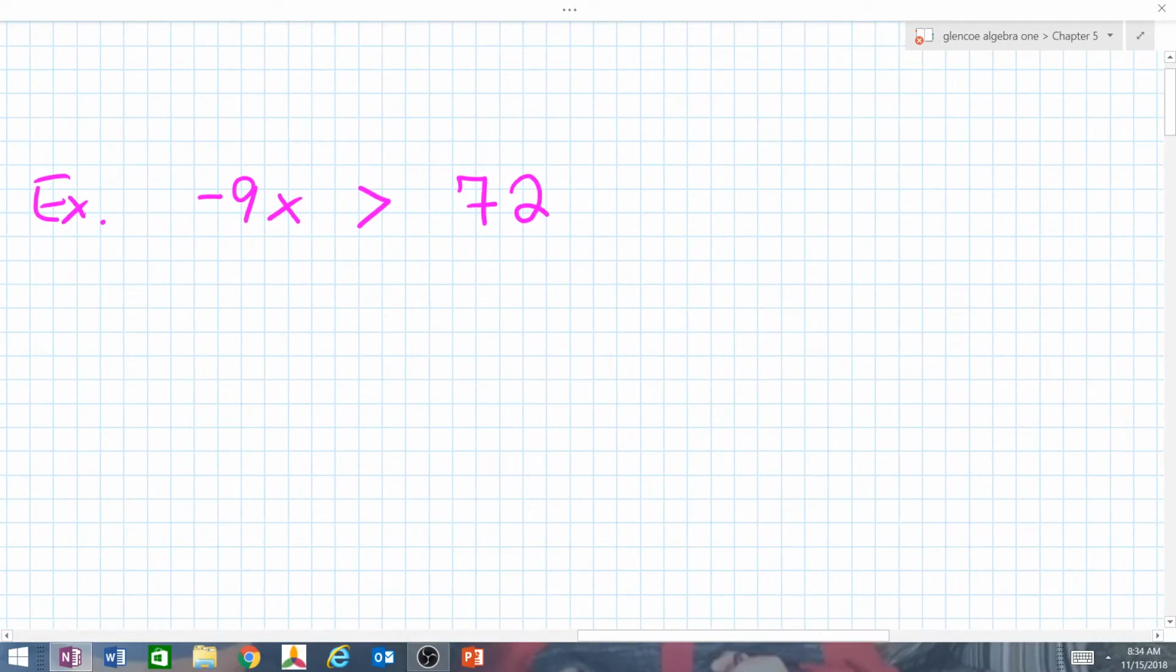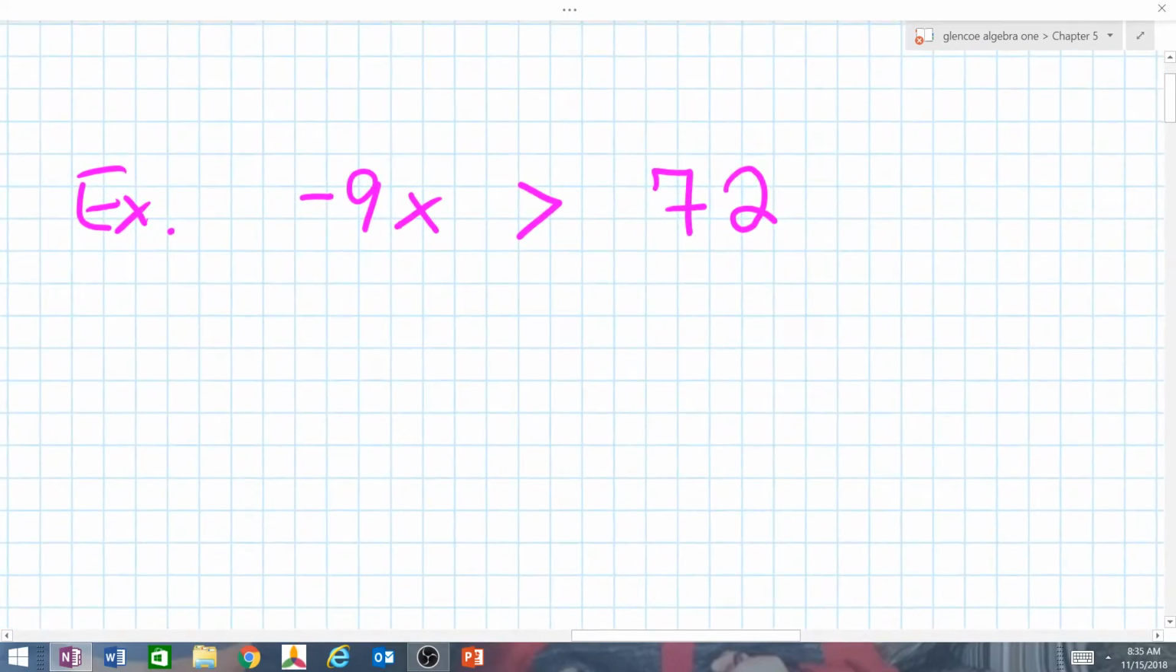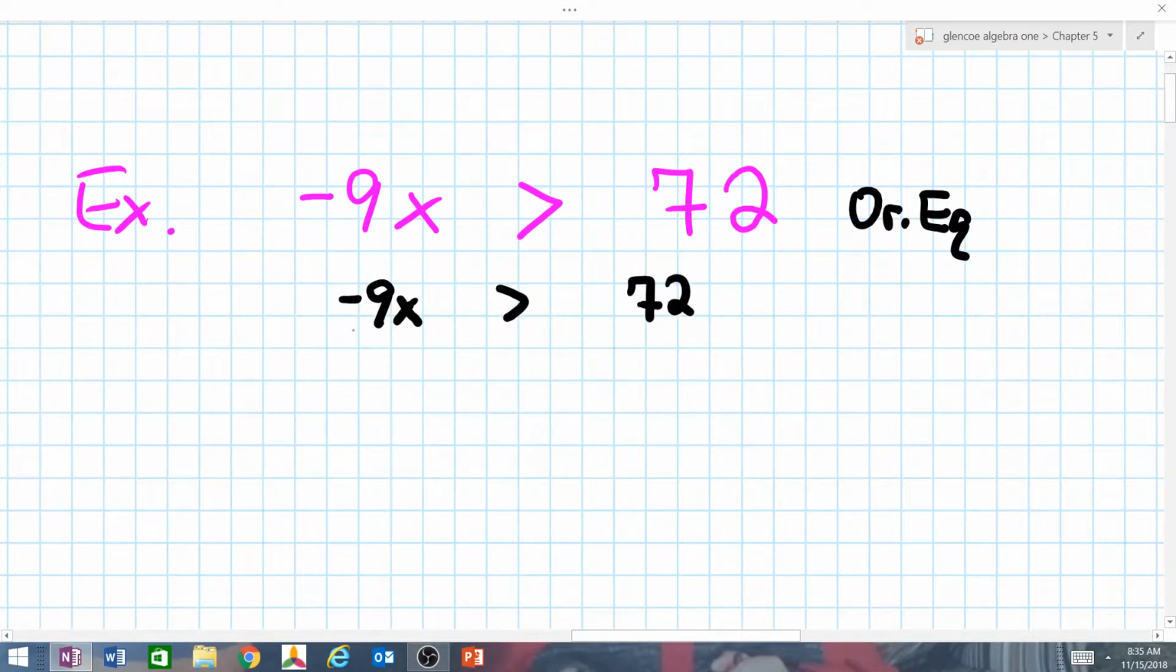Look what happens when we multiply or divide by a negative number. Negative 9x is greater than 72. That is your original inequality. I am going to divide each side of the inequality by negative 9.